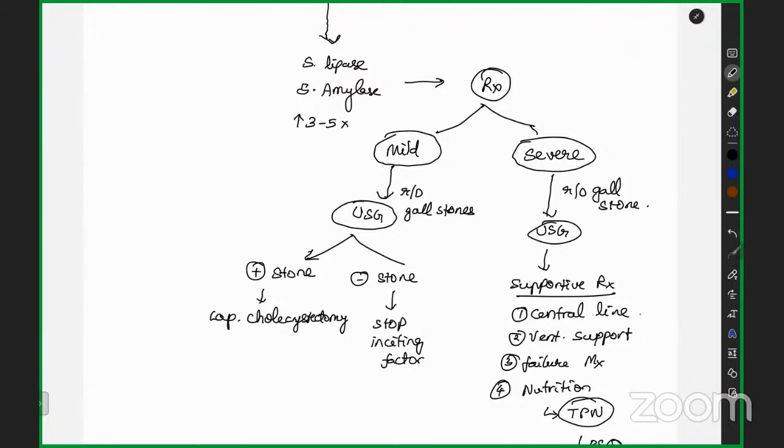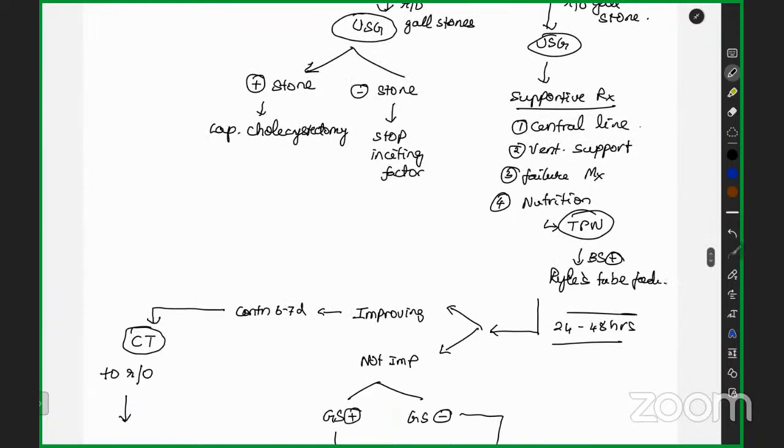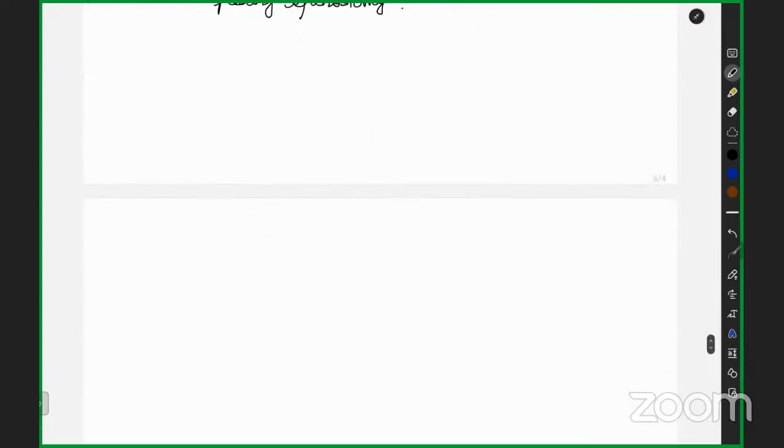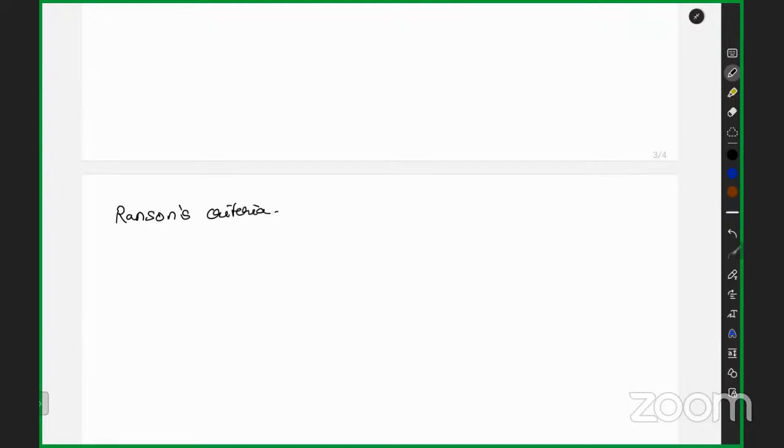There must be some important criteria that differentiates mild pancreatitis from severe pancreatitis. What is going to differentiate mild pancreatitis and severe pancreatitis? That is called Ranson's criteria. So write it down. The one that differentiates severe pancreatitis and mild pancreatitis is going to be Ranson's criteria. So what is this Ranson's criteria?